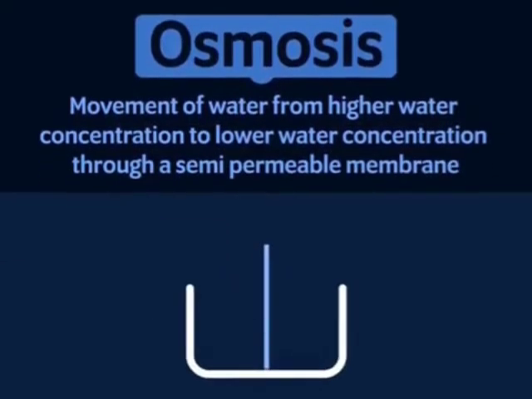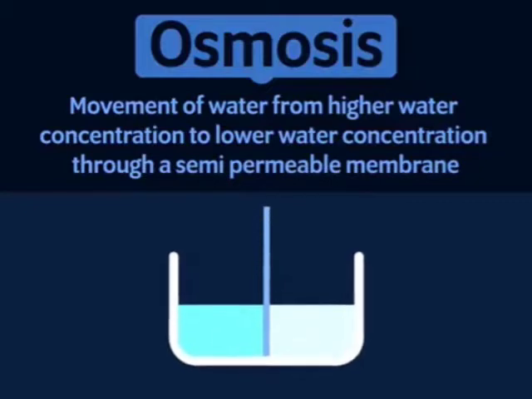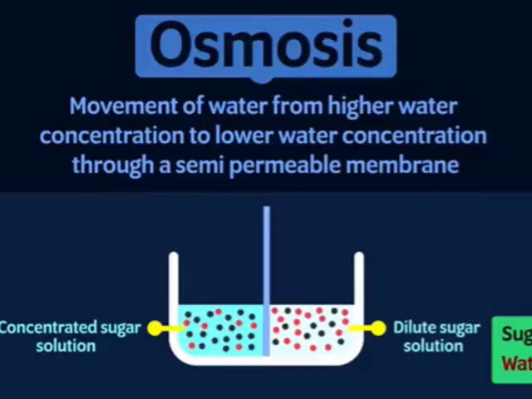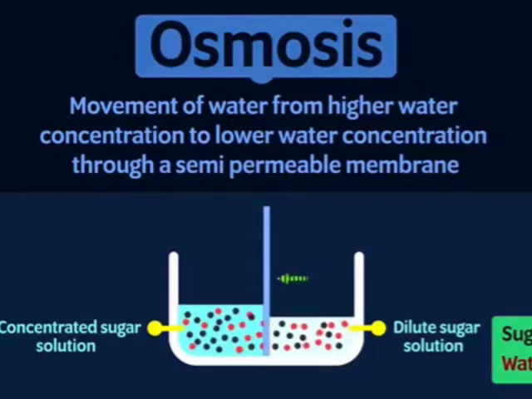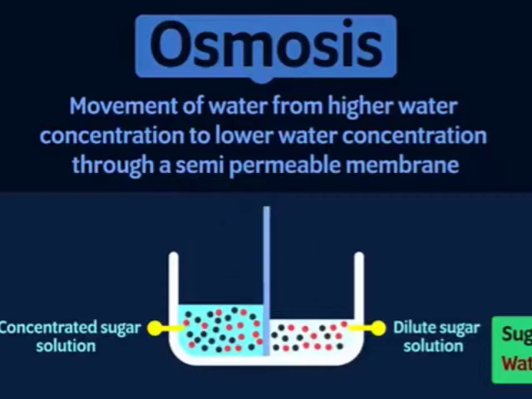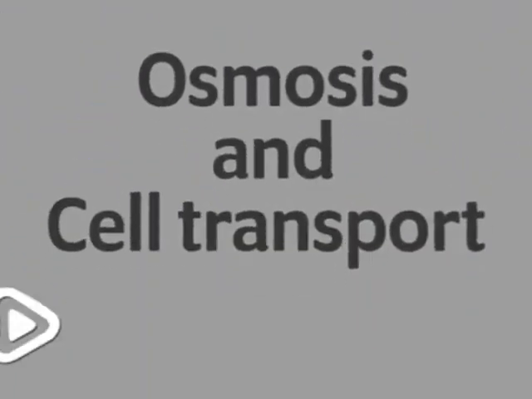So let's say we have this container which is partitioned by this semi-permeable membrane. Now we add sugar solutions at both these sides. However, the concentration of each is different. Here we add concentrated sugar solution, while here dilute sugar solution. That means the concentration of water in this solution is obviously more compared to this. So after some time, we see water molecules moving from this side of the partition to this side. And how long will this movement take place? It will occur till the concentration of water is balanced, that is, equalized on both sides. This is nothing but osmosis. Let's learn some more interesting concepts about osmosis and cell transport in the next video.